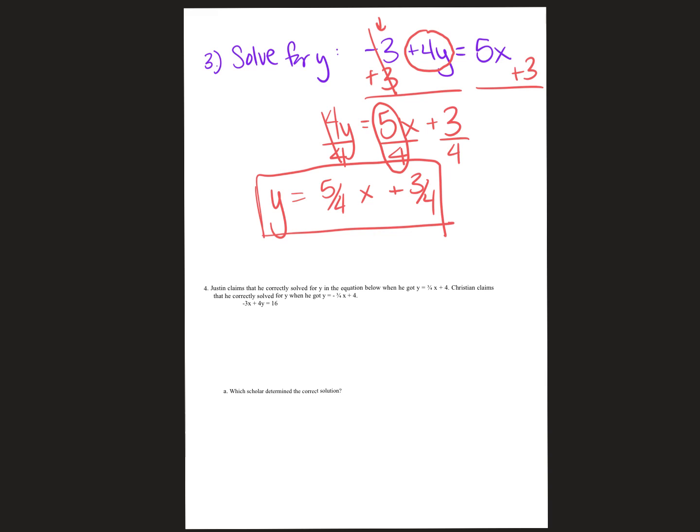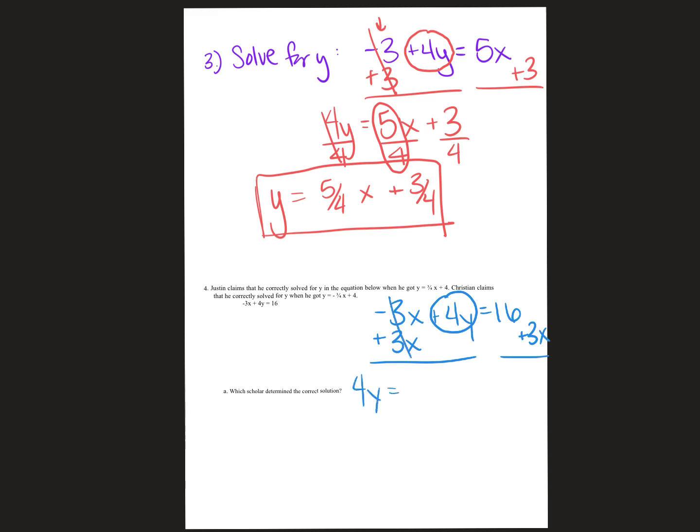All right, last practice problem. Justin claims he correctly solved this equation. Christian claims the same thing. Who's correct? Let's see. I'm going to write the equation a little bit bigger. It's -3x plus 4y equals 16. And we're solving for y, so we need to get the y by itself. Circle the y and its coefficient. Get rid of what's attached to the circle, which is the -3x. Do the opposite. Add it. It's hanging in space. Those are not like terms. Bring everything down in the right order.